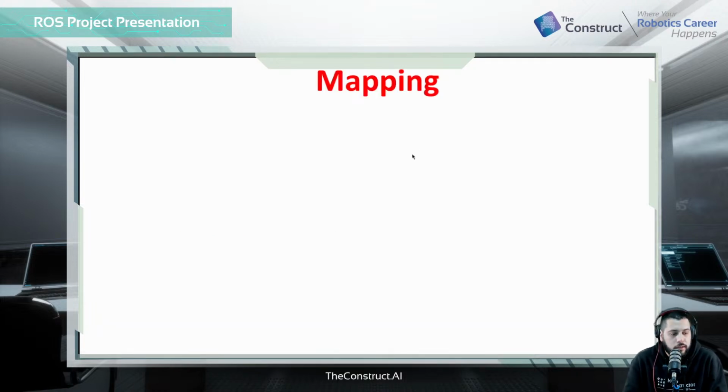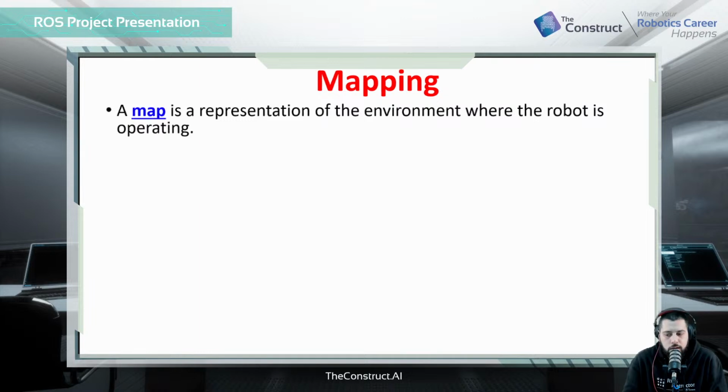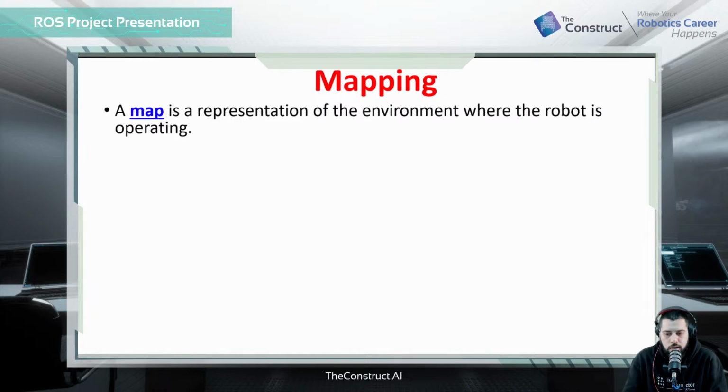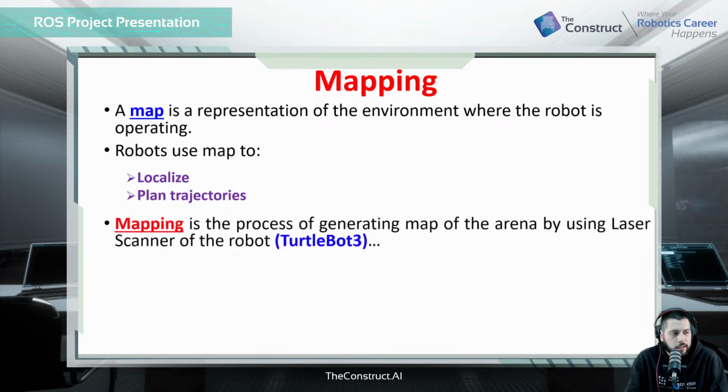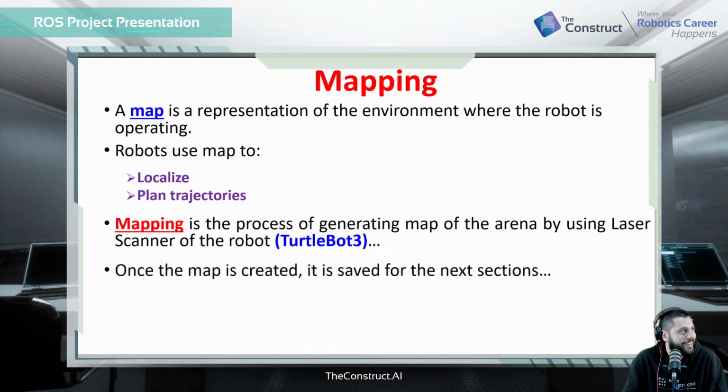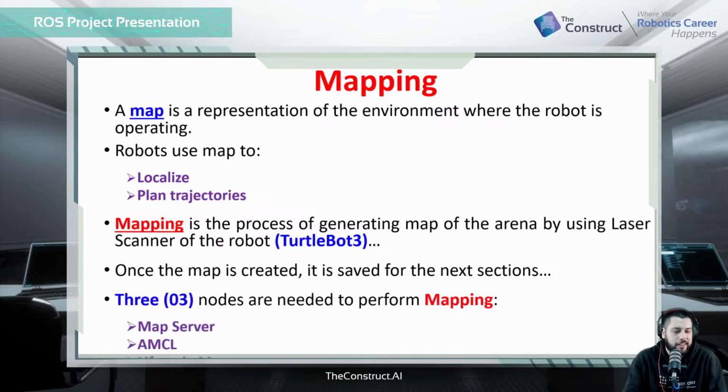So mapping is basically we generate a map of the environment. A map is basically a representation of the environment where the robot is operating. And the robots use the map to localize themselves and to plan trajectories. Mapping is the process of generating a map of the arena using the laser scanner of the robot. And the robot we used is Turtlebot 3. And once the map is created, it is saved for the next sections. And we need 3 nodes to perform mapping, which are map server, AMCL, and lifecycle manager.